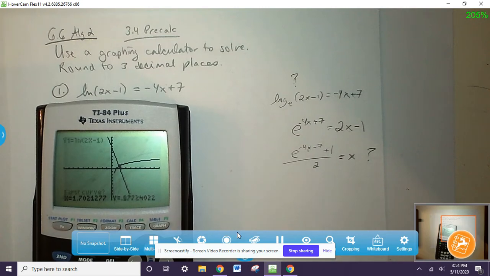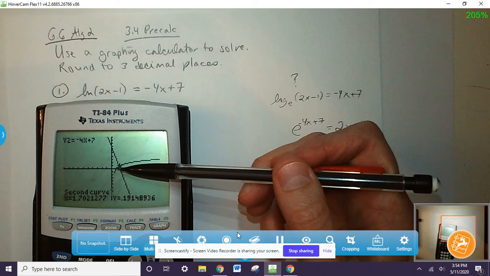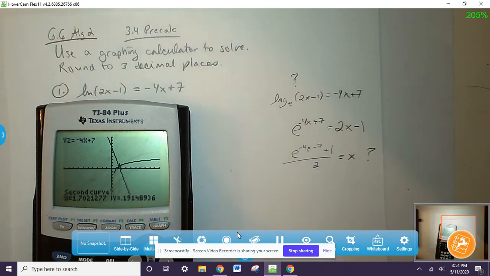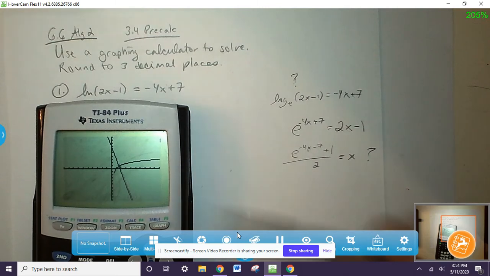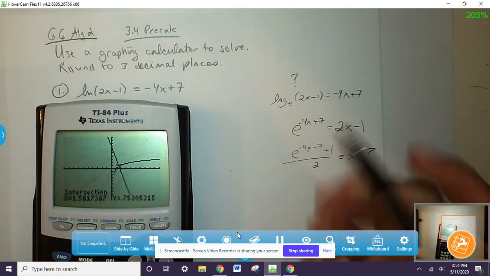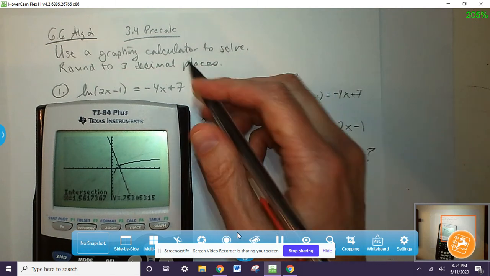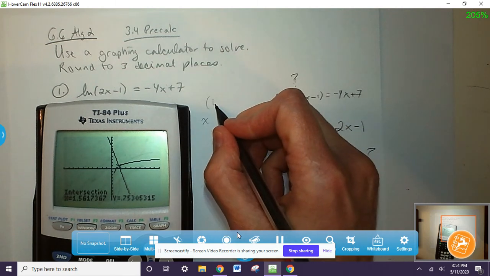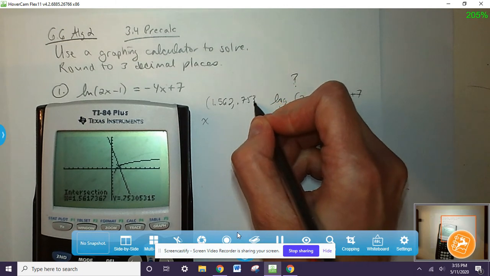The calculator will put you on the second curve. See how it says y2? Get as close as you can. I think we're already there, so I'm just going to hit enter again. And then take your guess. You'll know you're finished with this process when it says intersection. And what we're looking for is to round to 3 decimal places here. So it's 1.562, 0.753 is the point of intersection.